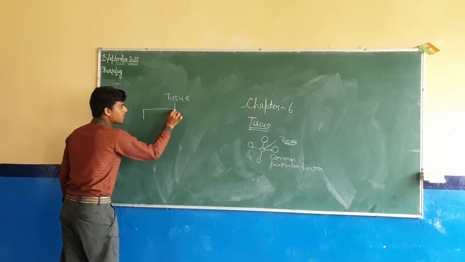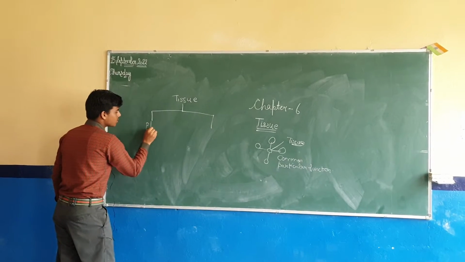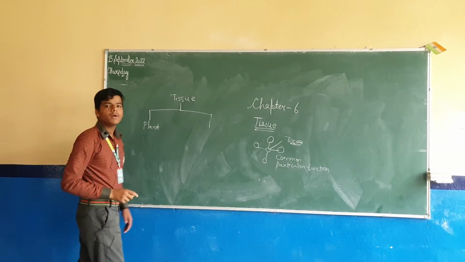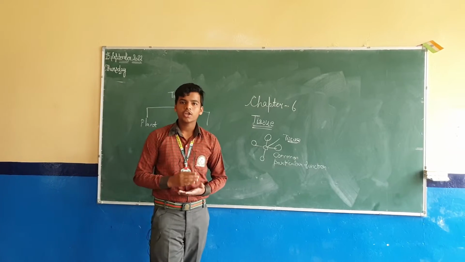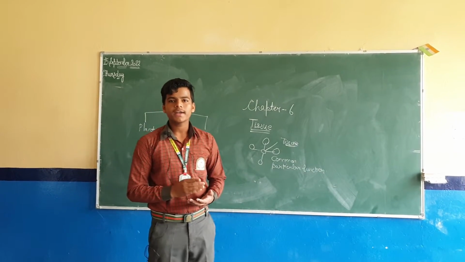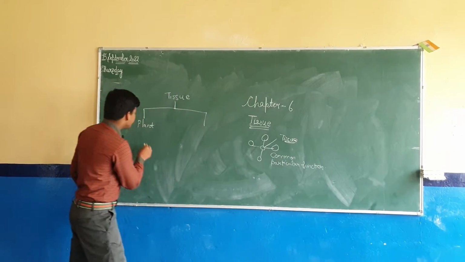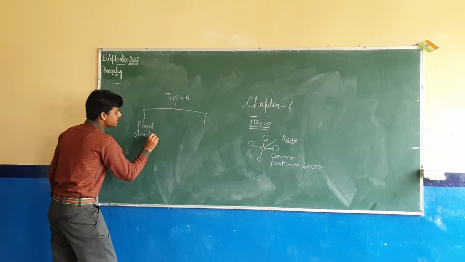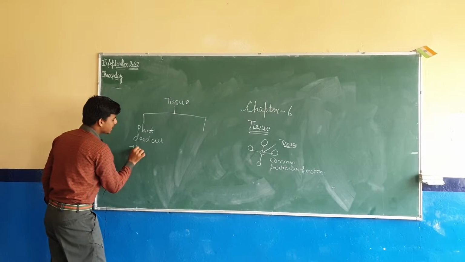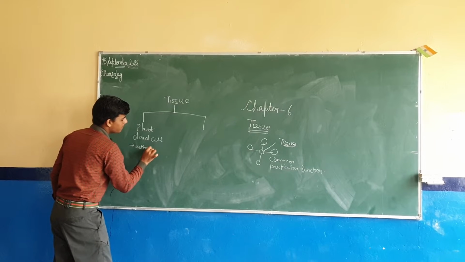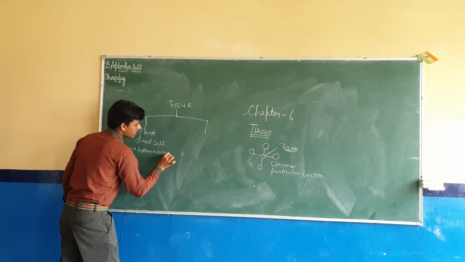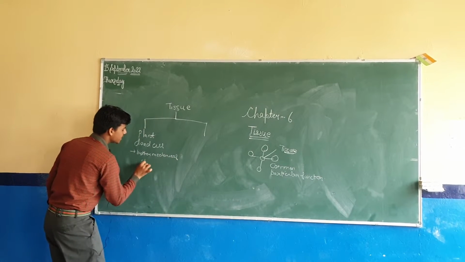First one is plant tissue. What do you mean by plant tissue? Plants are stationary, they do not move at all. Most of the tissue in plants are dead because the dead cells give better mechanical strength to the plants.